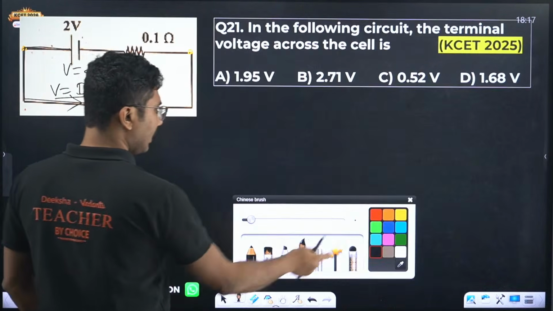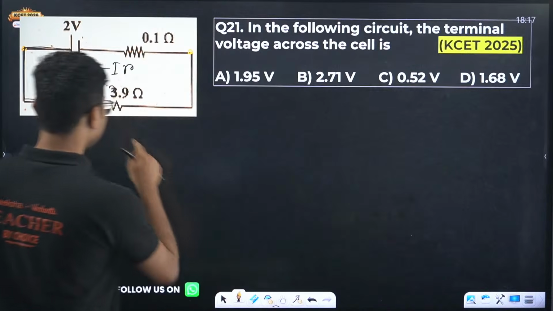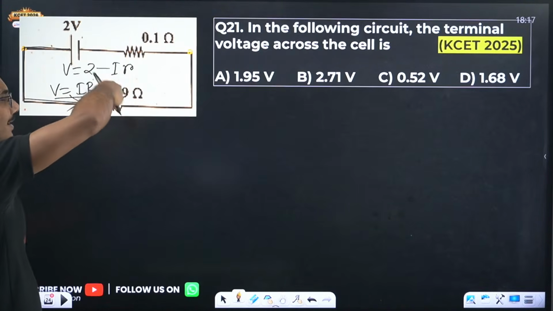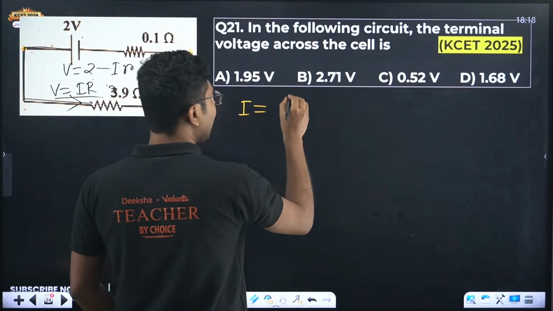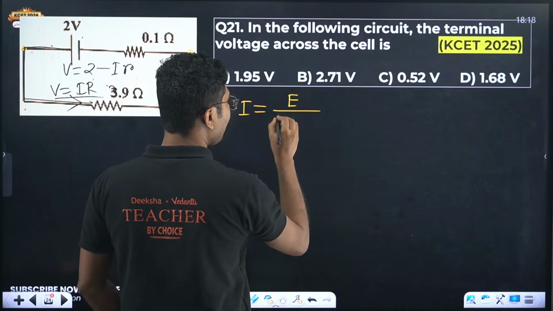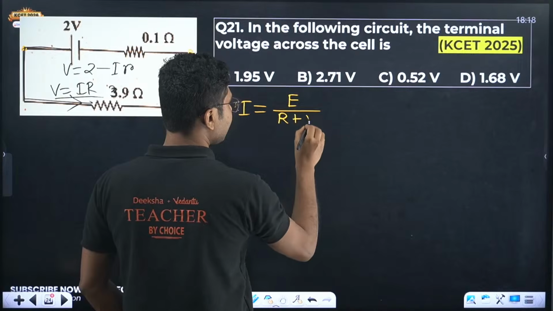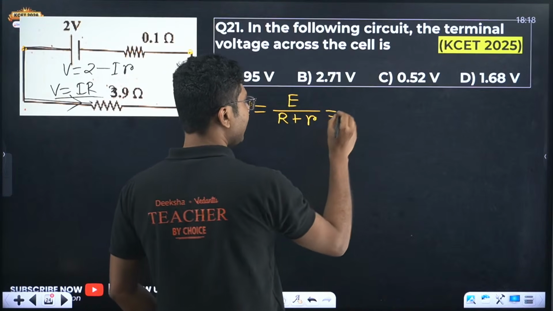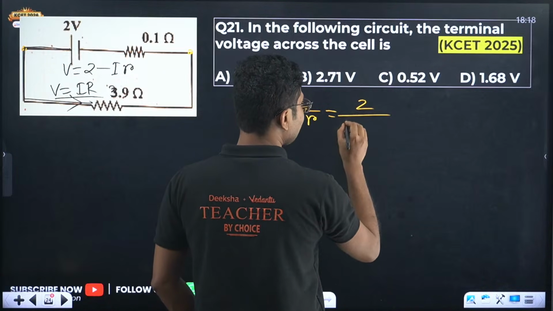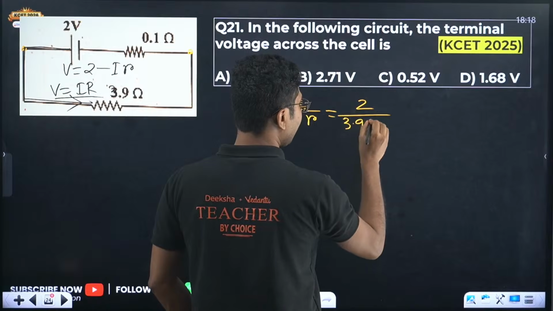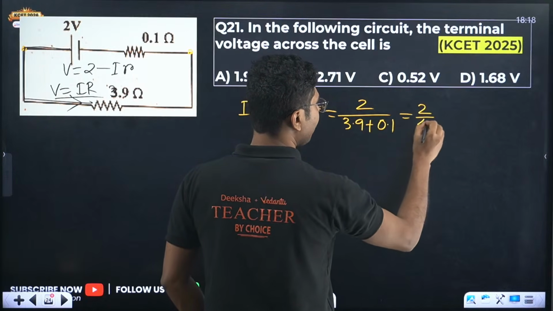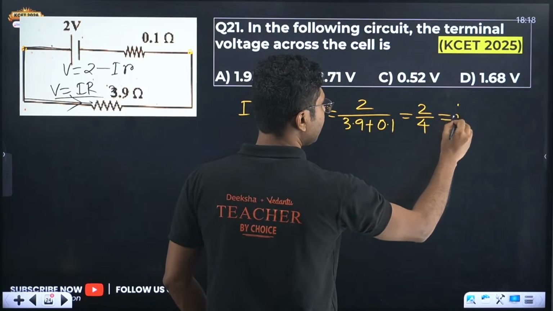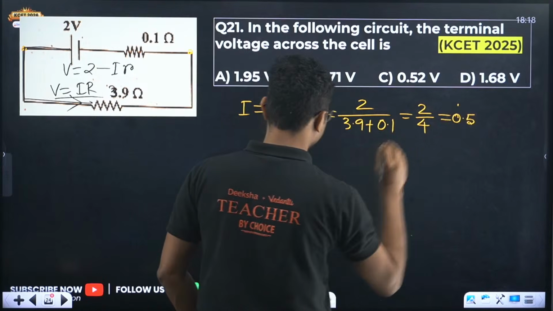So we will be using the second formula. Let's see what the current is. How to find the current? To find current, basically the EMF of the cell divided by the total resistance. EMF is given here, 2 volt. External resistance is 3.9. Internal resistance is 0.1. So 2 by 4, that is 0.5 or half.